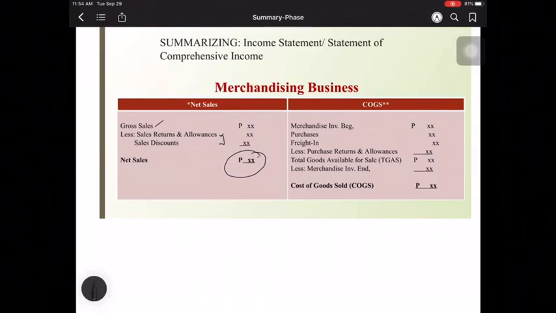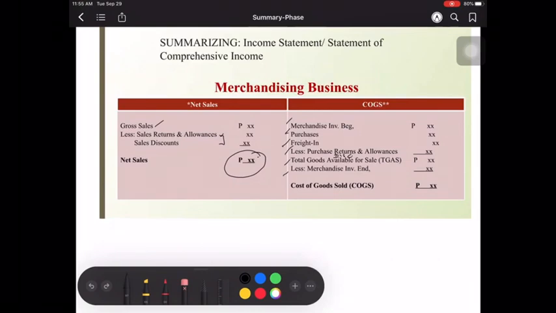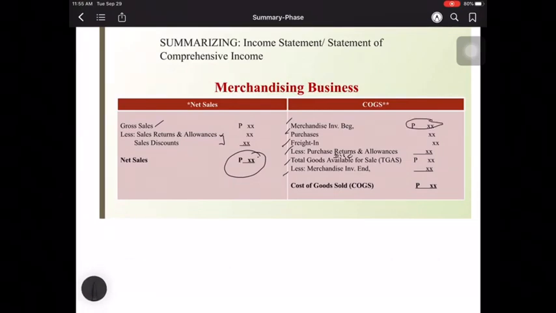All right, now for your cost of goods sold, you have to take note of the following accounts also. You have merchandise inventory beginning, purchases, freight in, your purchase returns and allowances, and if I may add here, your purchase discounts also. We have your total goods available for sale and your merchandise inventory end. So where do we get the amount now of your merchandise inventory beginning? The merchandise inventory beginning is the amount of the merchandise inventory reflected in the unadjusted trial balance of the business.